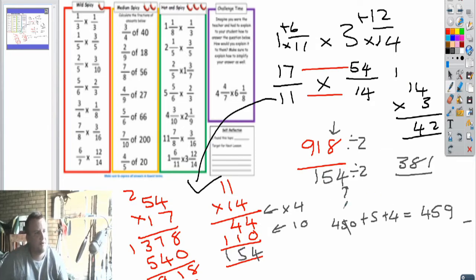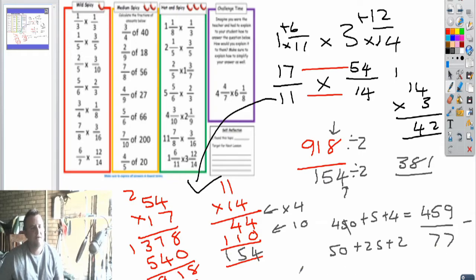Okay, now we're halving 154. So half of 100 is 50. Half of 50 is 25, and half of 4 is 2. So we've got 77 there. We've got 459 over 77.